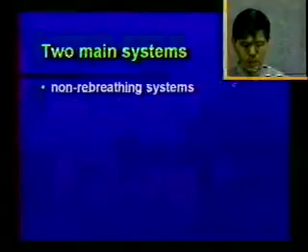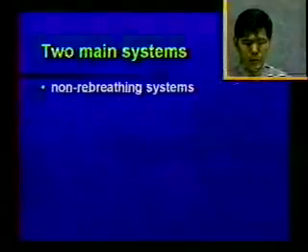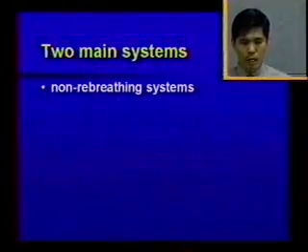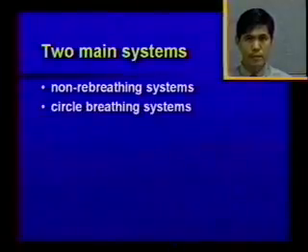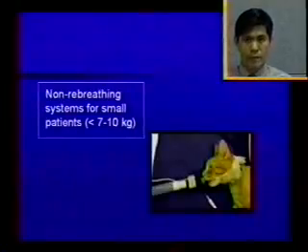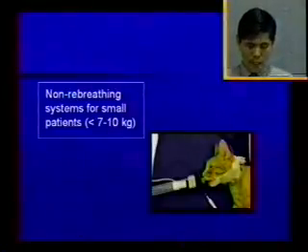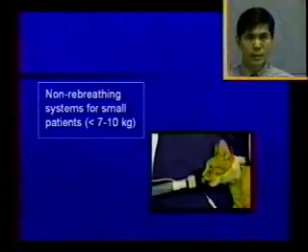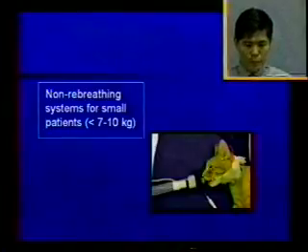In practice, there are two main breathing systems that we use. I already mentioned the non-rebreathing system and the circle breathing system. In small patients, like a cat or a dog weighing less than 7 to 10 kilograms, we use the non-rebreathing system. And for larger animals, those weighing more than 10 kilograms, we use the circle breathing system.